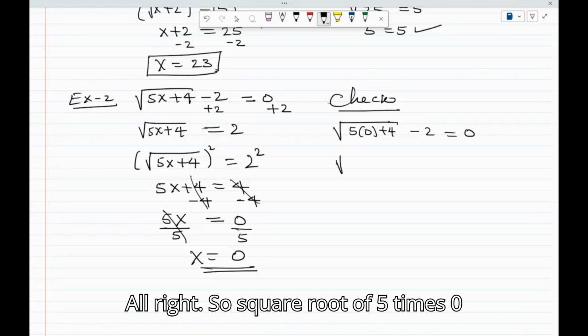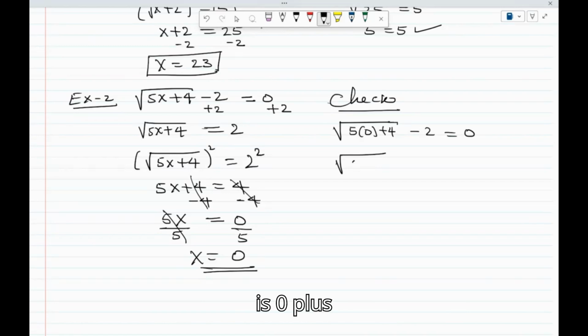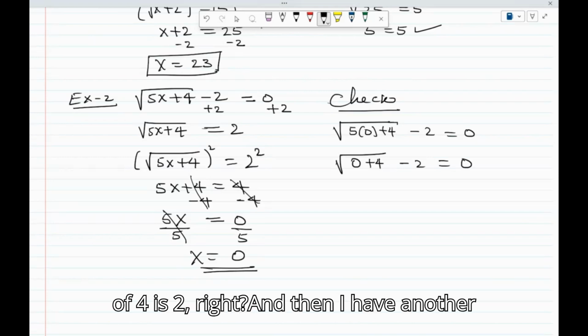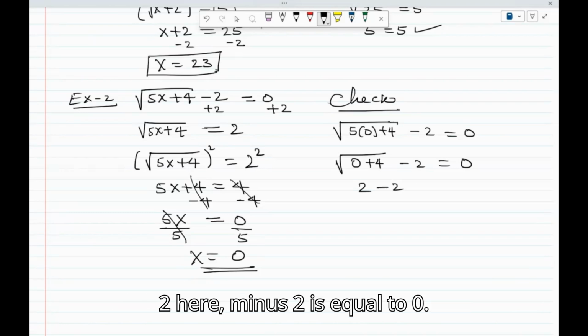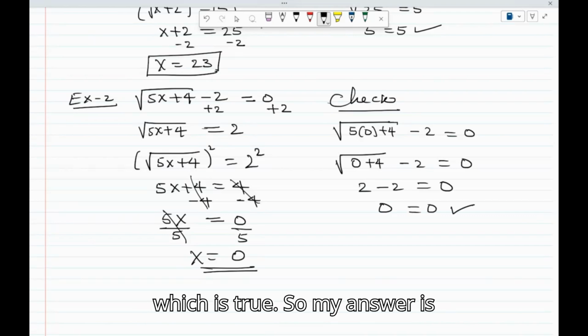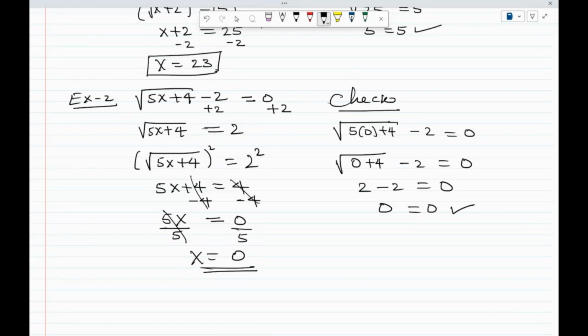All right, so the square root of 5 times 0, which is 0, plus 4, minus 2 is equal to 0. 0 plus 4 is 4. The square root of 4 is 2, right? And then I have another 2 here. Minus 2 is equal to 0. 2 minus 2 is 0, and 0 is equal to 0, which is true. So my answer is 0. The x value is 0.